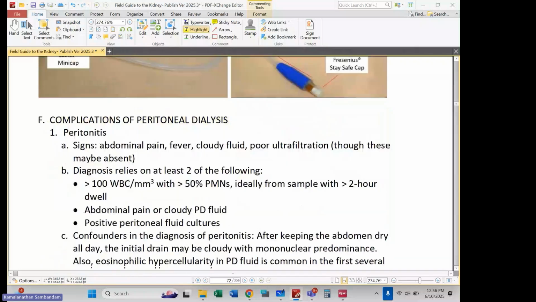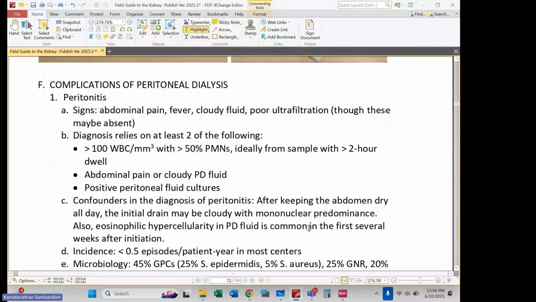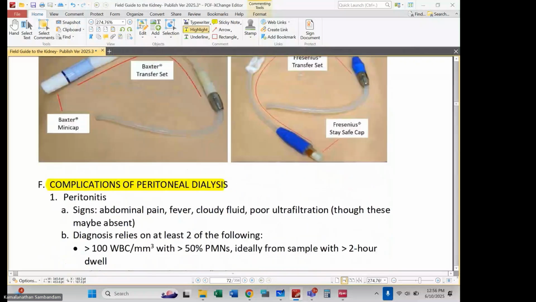Okay. All right. Complications of peritoneal dialysis.